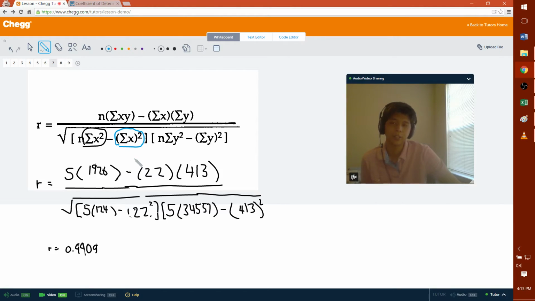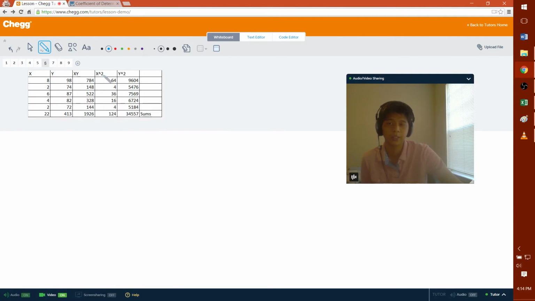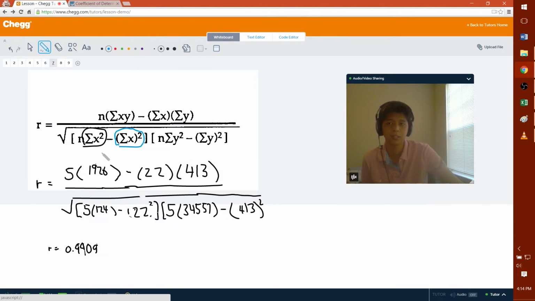So at first glance they look pretty similar, but these two are in fact very different. The first one requires you to go back to your table and go to the x squared column, and then go to the summation for 124. So that's what you would plug in here, and then a 5 next to it. So 5, 124, easy.